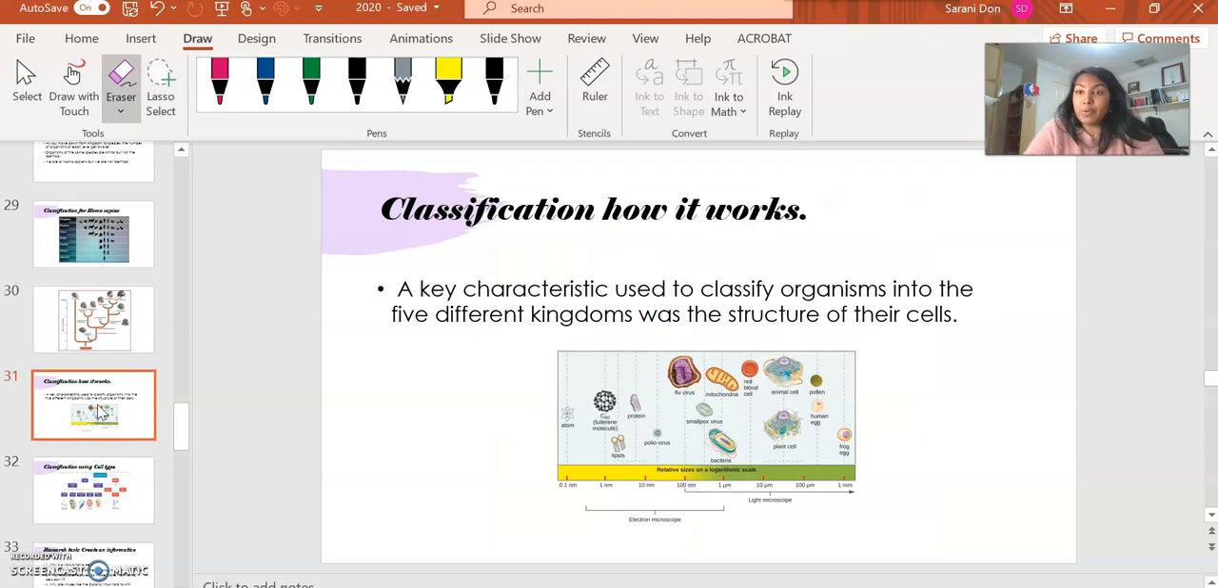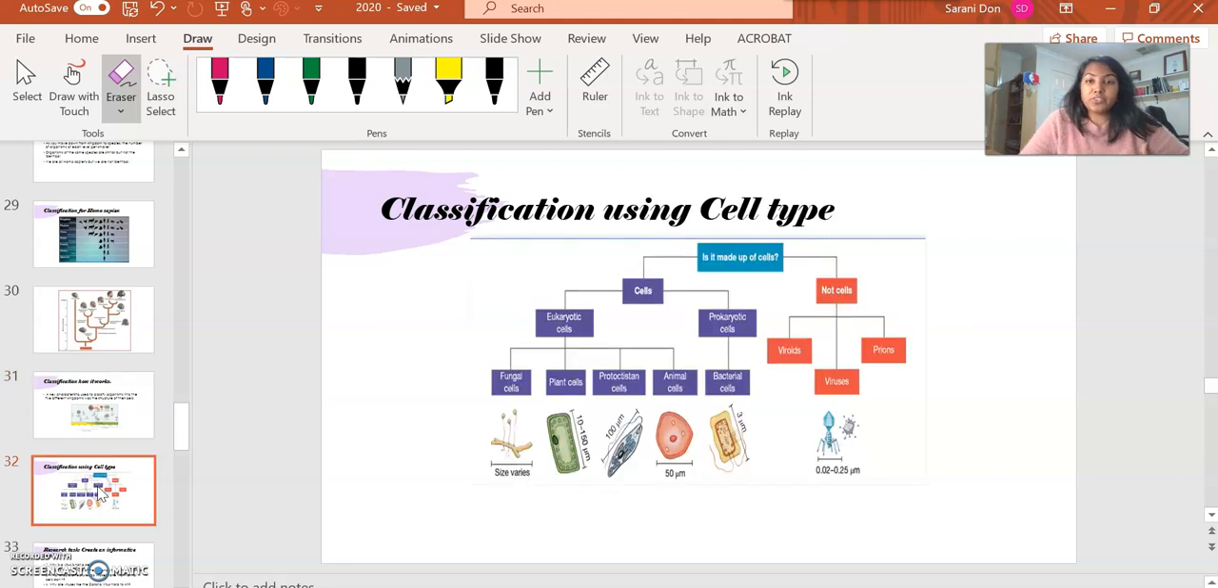So classification and how it works. A key characteristic used to classify organisms into the 5 different kingdoms was the structure of their cells. So what we do is we look at what cells a particular organism is made out of, and then we start grouping them. So there are different types of cells.